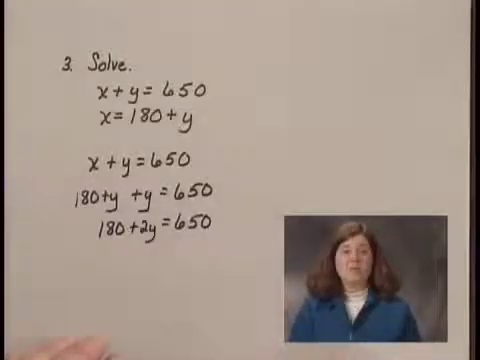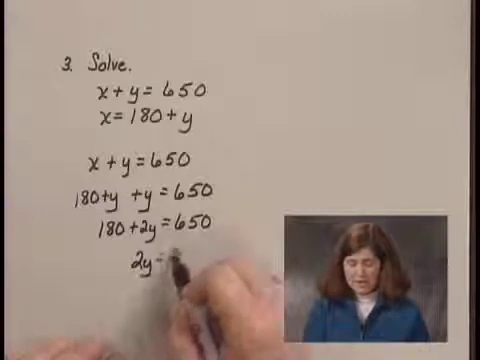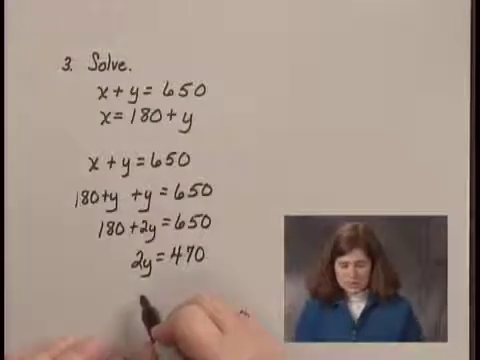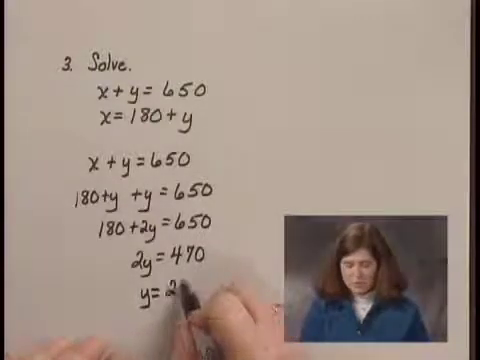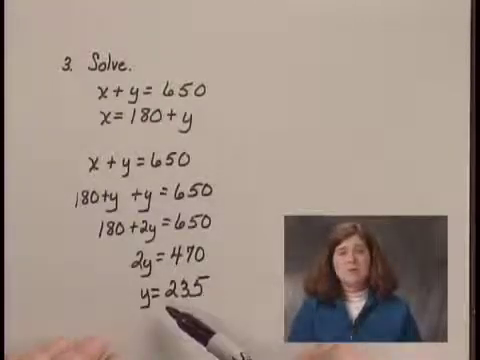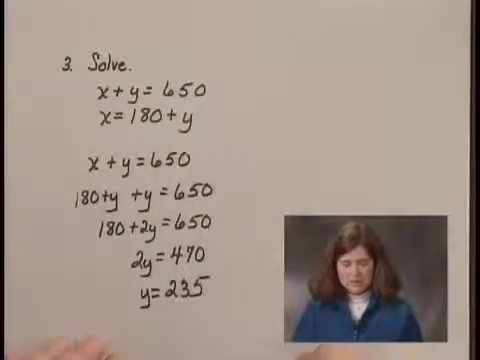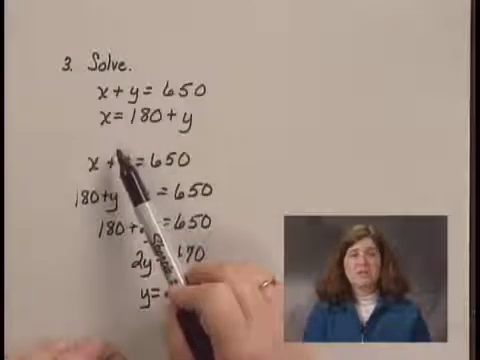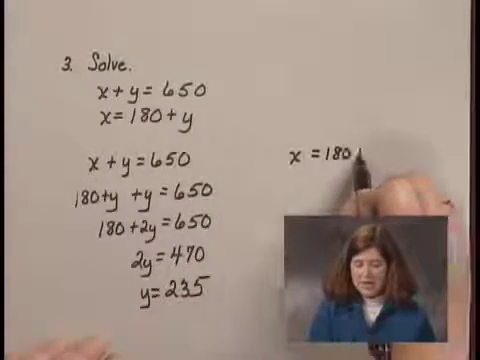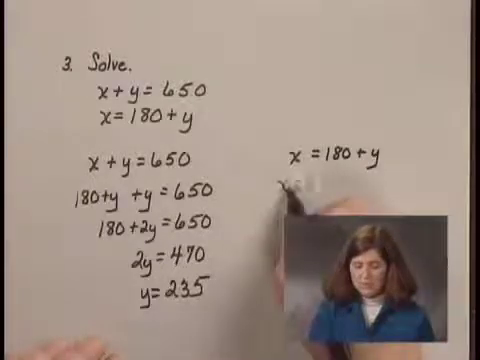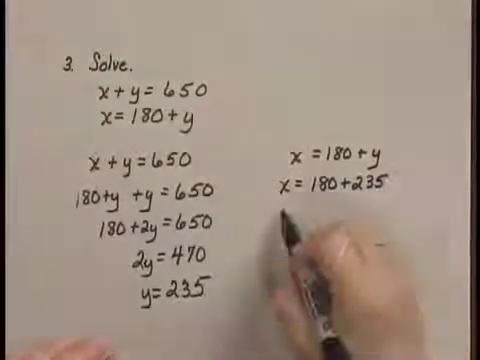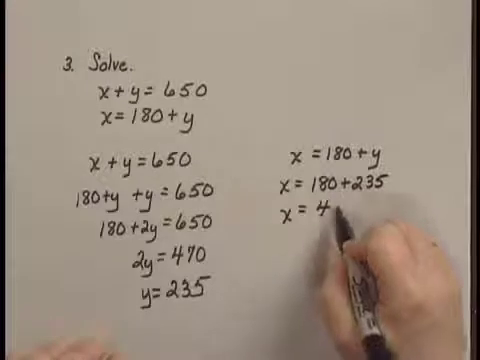Then I subtract 180 from both sides, and I have 2Y equals 470. And then I divide both sides by 2, which gives me Y equals 235. This gives me a value for Y, and I substitute Y in one of these two equations to find X. Since the second equation is solved for X, it will be easiest to use that one. X is 180 plus Y, so X is 180 plus 235. Adding, I have X equals 415.